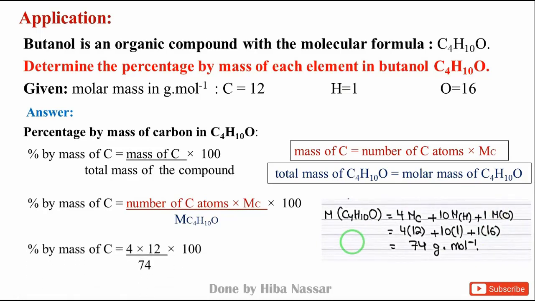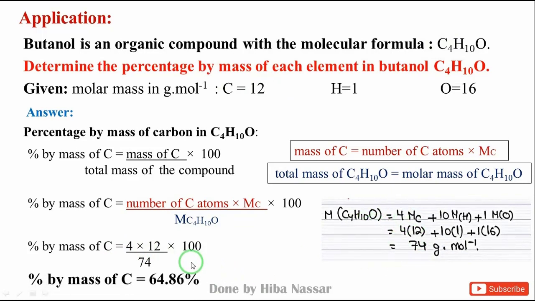So the percentage by mass of carbon is equal to 4, the number of carbon atoms, which is here the lower subscript for carbon, times the molar mass for carbon, which is 12 gram per mole, divided by the molar mass of this compound, times 100. So it's found to be equal to 64.86%.